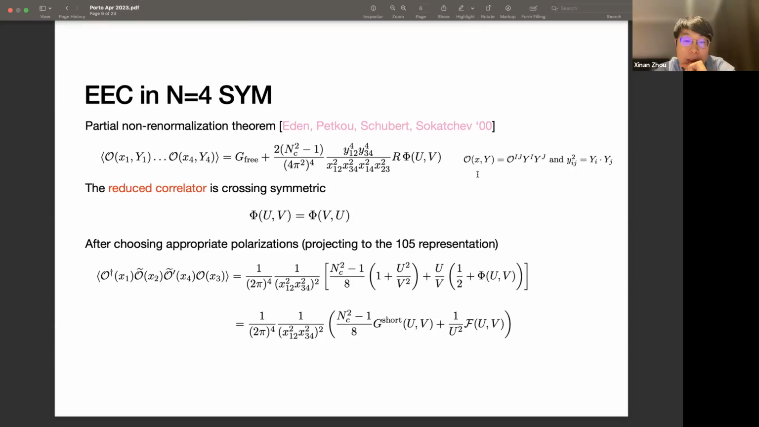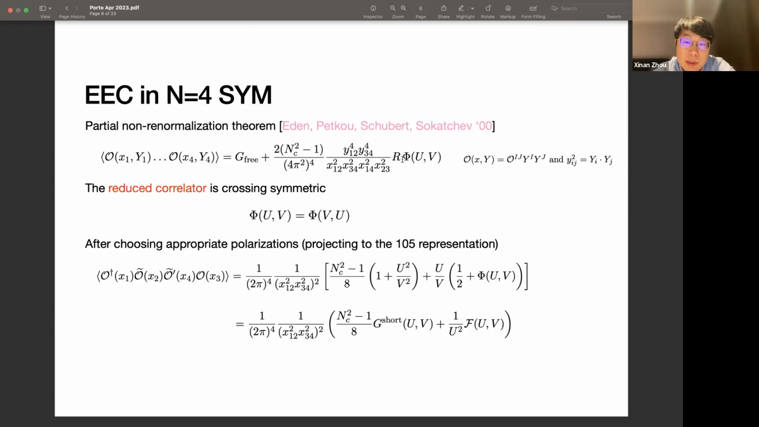I should also mention that when I write O(x_i, y_i), what I mean is that you need to saturate the R-symmetry indices with a 6-dimensional null vector, so that we don't need to carry around these indices. Here y is null, so y_i times y_i is 0. I also introduce the shorthand notation y_ij squared, which is y_i times y_j.